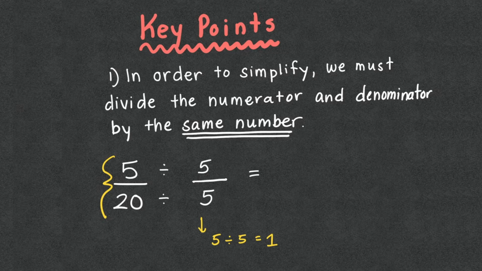Now that we know why we do this, let's just continue through. 5 divided by 5 is 1. 20 divided by 5 is 4. So 5/20 is equal to 1/4. We simplified.